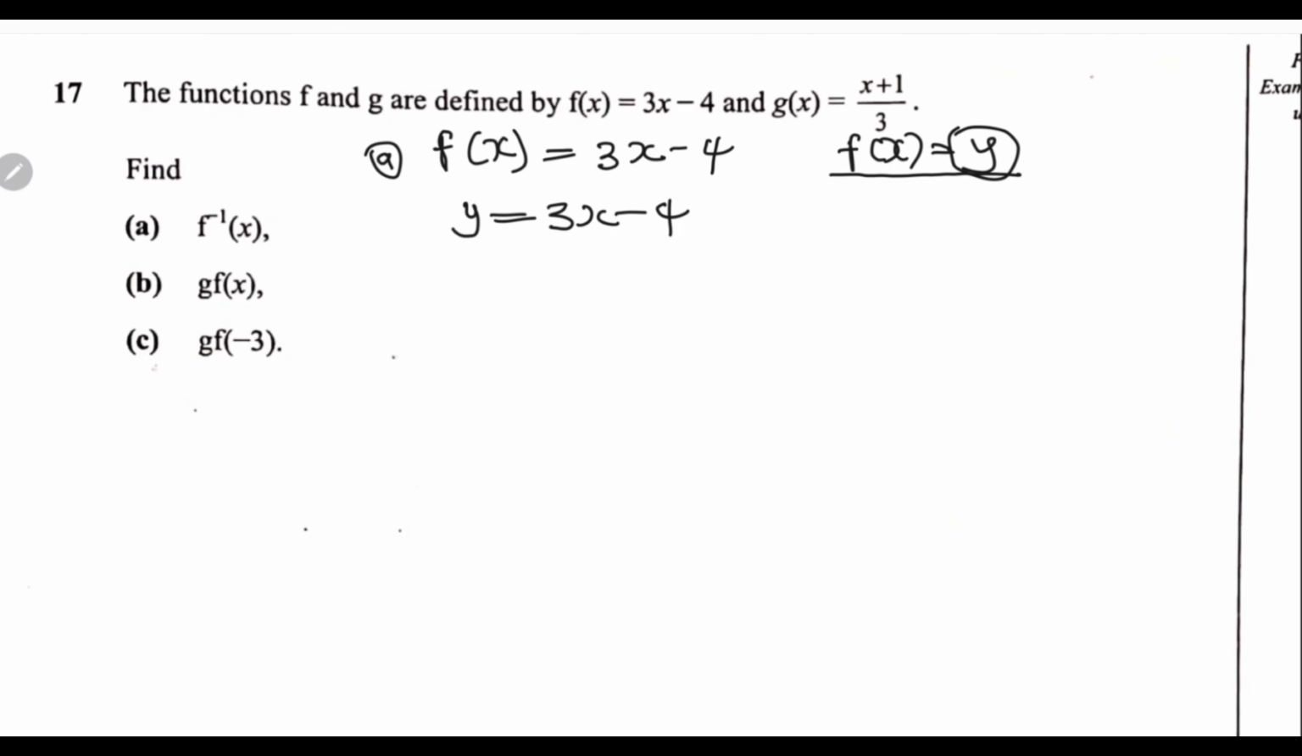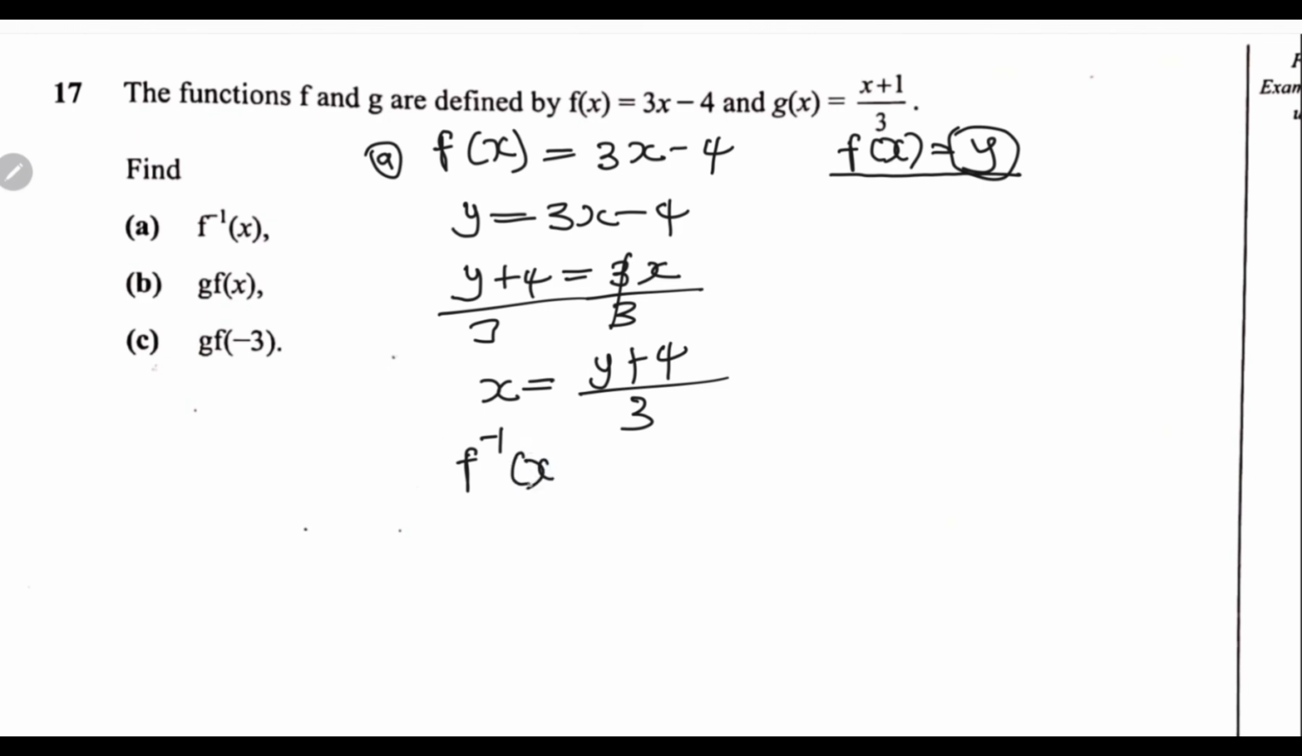What are we going to do? We are making x the subject of the formula. So this is y plus 4 equals 3x. Then we are going to divide 3 this side and 3 this side. So our x is simply y plus 4 over 3. So in here we can simply say f inverse of x equals x plus 4 over 3. So this is the f inverse of x for part A.